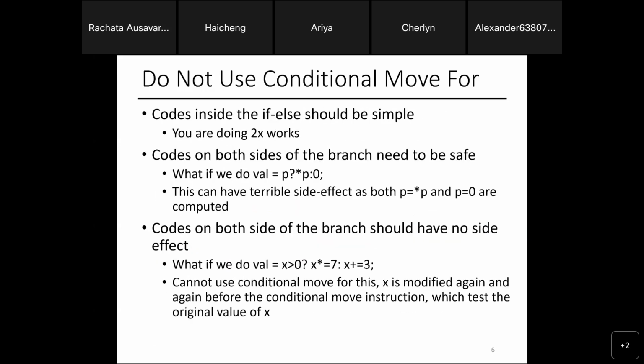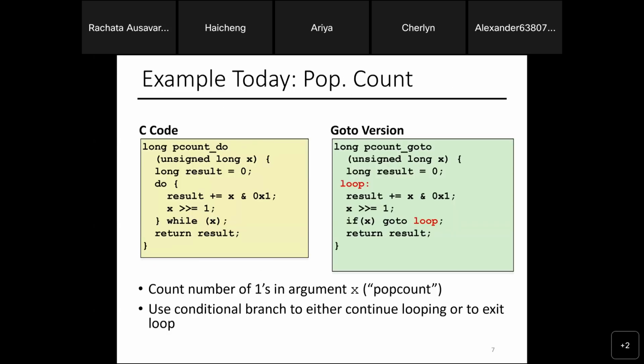We also talked about not using conditional move if your if else is huge, because you have to do both the if part and the else part. And then for today, we will use population count as the motivating example for our loop.